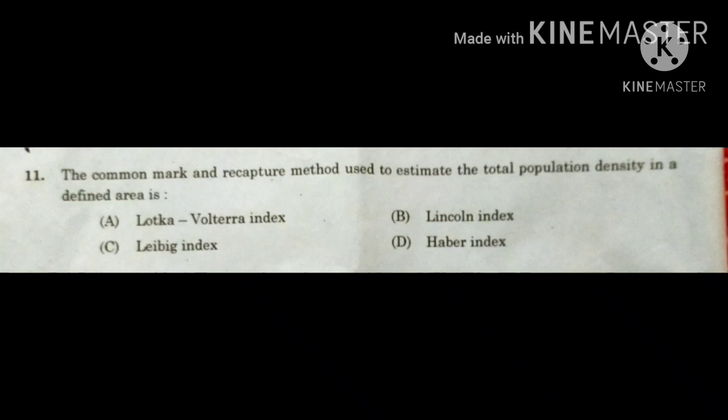Let's begin our discussion. Okay, the question is, the common mark and recapture method used to estimate the total population density in a defined area is. Okay, before going to the answer, at first we can take a look at all the options. Option A, Lotka-Volterra index, option B, Lincoln index, option C, Liebig index, and option D, Haber index. Okay, at first we can briefly understand all these options.